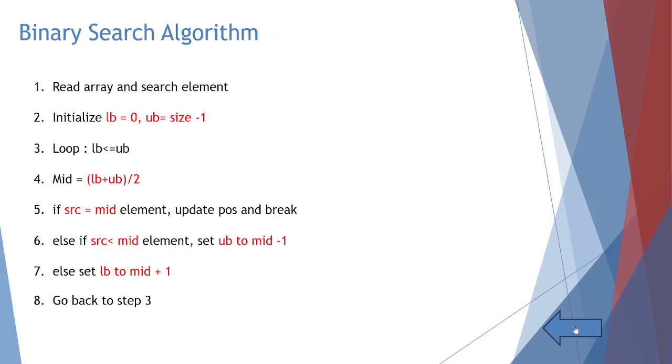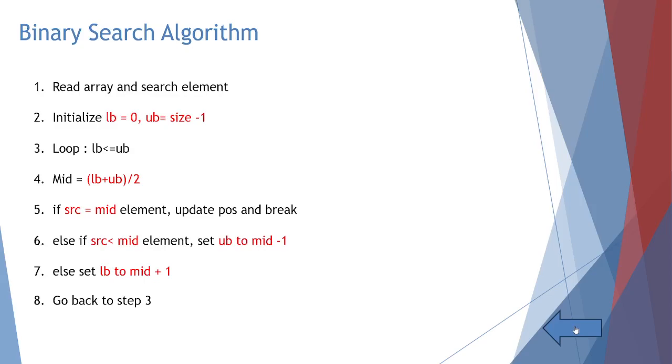Now the search algorithm is like this. Read the array and search element first of all. Initialize LB and UB variables, 0 and size-1. We start a loop: as long as lower bound is less than or equal to upper bound, the loop should work. Every time we calculate the mid element, that is (LB+UB)/2. We'll understand one by one, don't worry. Then if, else if, else. So inside the loop, mid calculation, one if, then an else if, then else ladder.